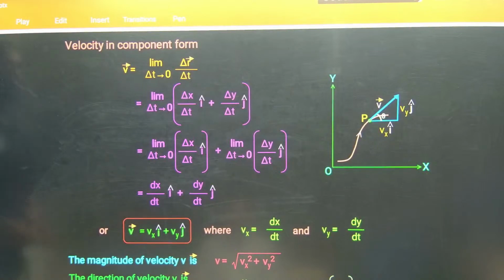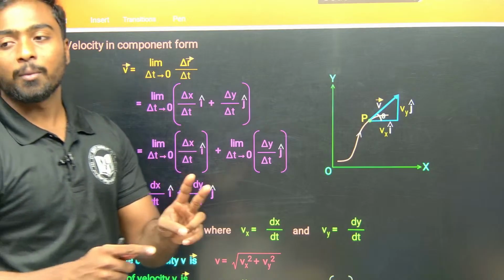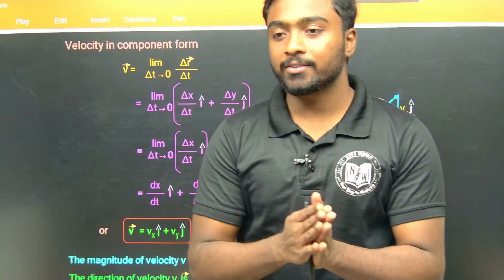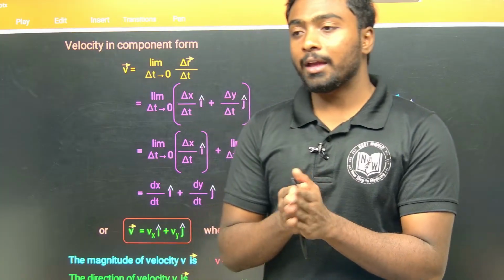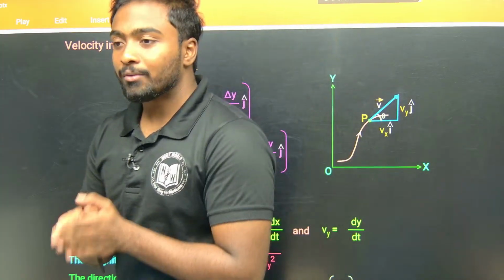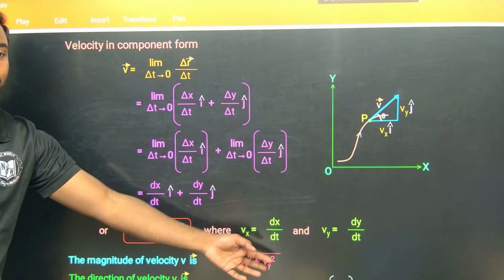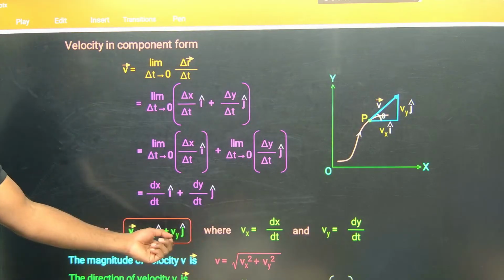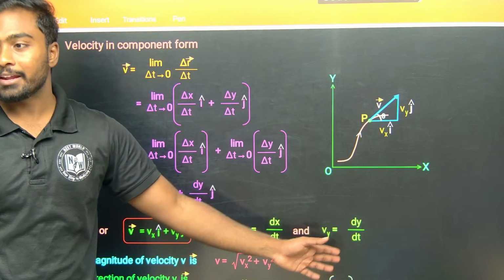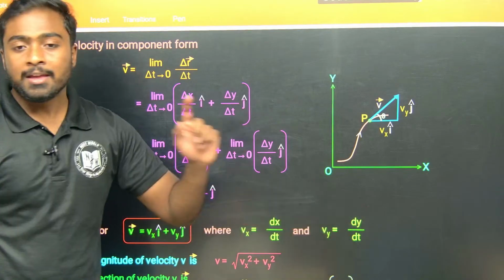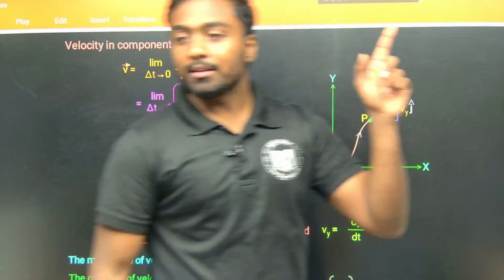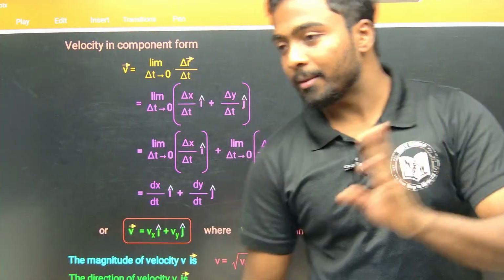So velocity in component form. The same thing we have seen, velocity in component form, in the sense in x axis and y axis. If they are asking for the magnitude of that velocity, we are going to take the under root of vx square plus vy square and we will find the v, the magnitude of that velocity. Similarly what we have done in the straight line also. The same thing we are going to follow here.